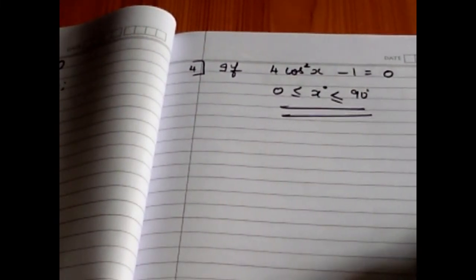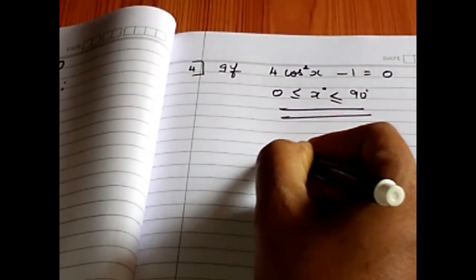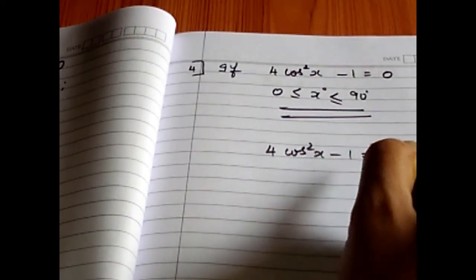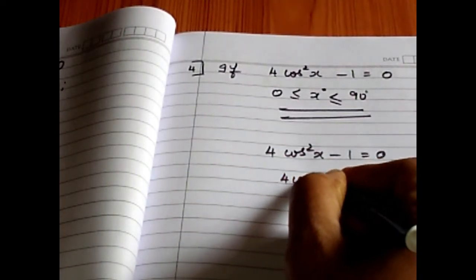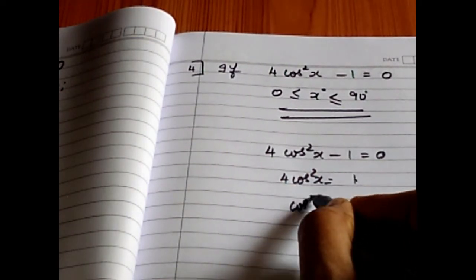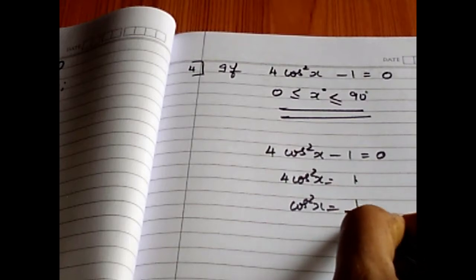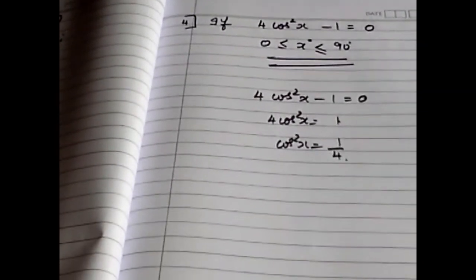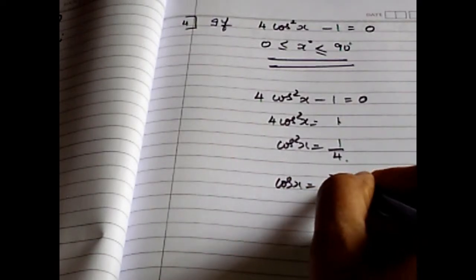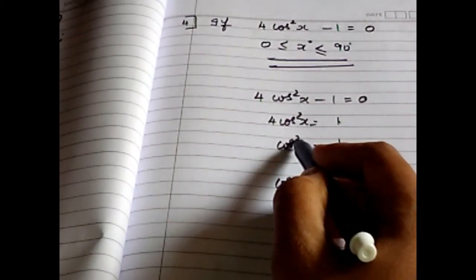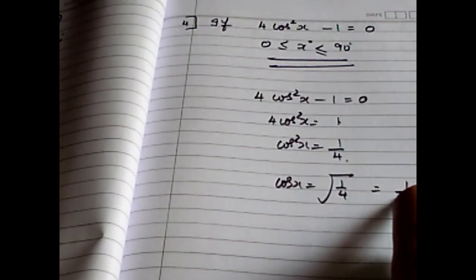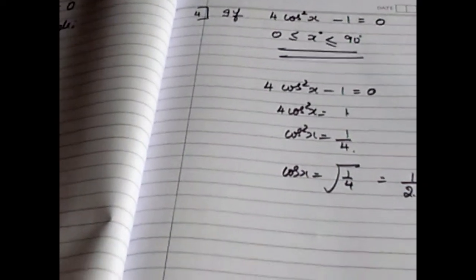Here also we have 3 sub questions. Consider the given, that is 4 cos square x minus 1 is equal to 0. So 4 cos square x is equal to 1. Cos square x is equal to 1 by 4. So I can represent cos x as root of 1 by 4. The square has been shifted from left hand side to right hand side. Hence the value of cos x is 1 by 2.